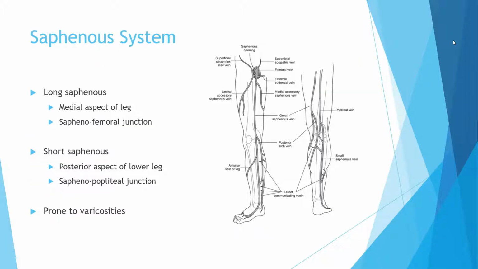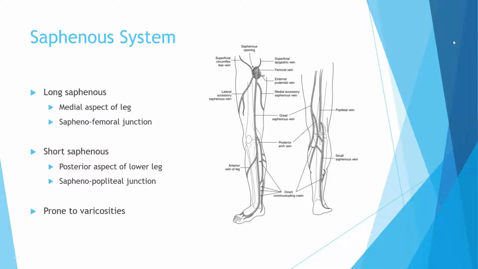Within the leg, along with our popliteal and our femoral veins, we also have our saphenous system. So the saphenous venous system is composed of our long saphenous and our short saphenous, or our greater and lesser saphenous veins, and they form part of the superficial venous system that runs in the leg. The long saphenous vein runs along the medial aspect of the leg and anastomoses with the femoral vein at the saphenofemoral junction towards the groin. The short saphenous vein runs on the posterior aspect of the leg, more or less in the calf, and anastomoses to the popliteal vein just inferiorly to the popliteal fossa.